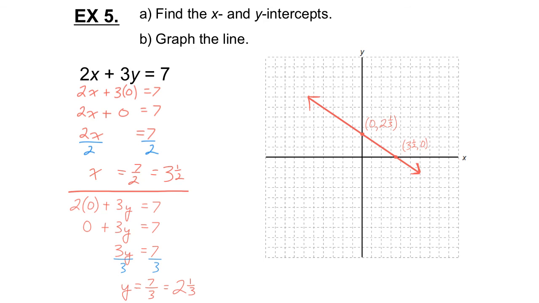So based on this lesson, you should be able to create an equation from x and y intercepts, and you should also be able to use an equation to make a graph by finding the x and y intercepts. This is just another way of creating a graph.